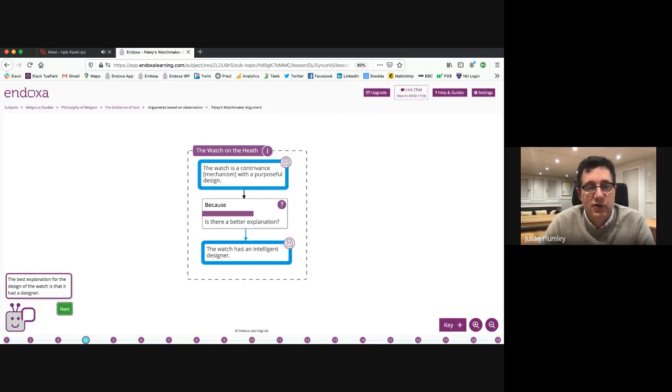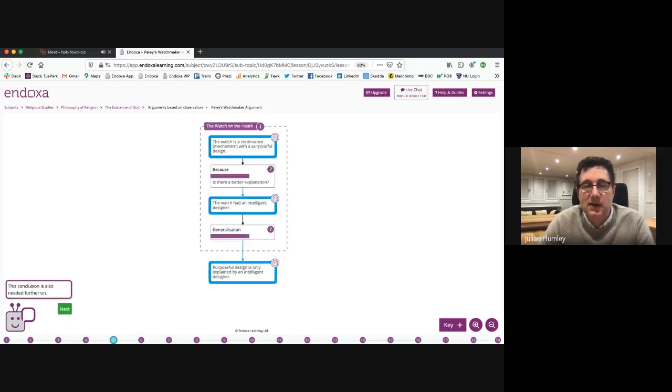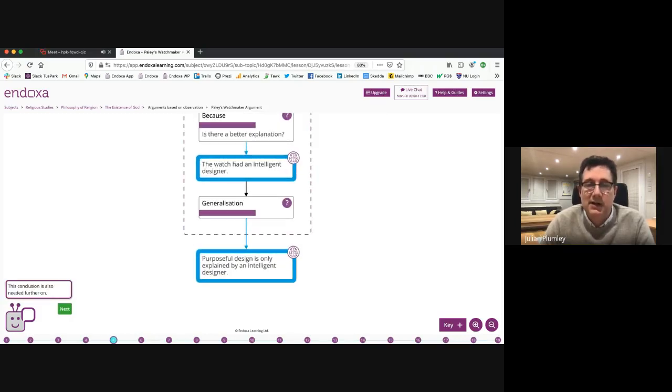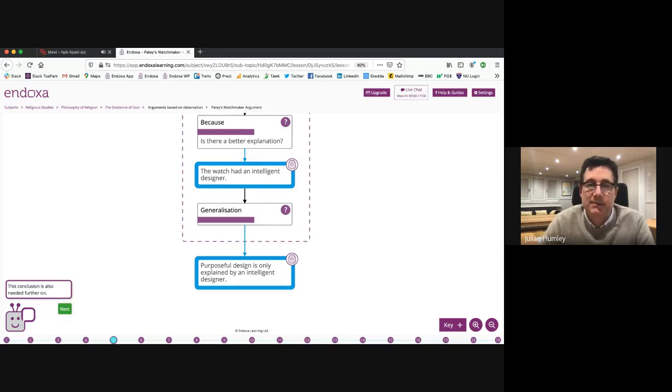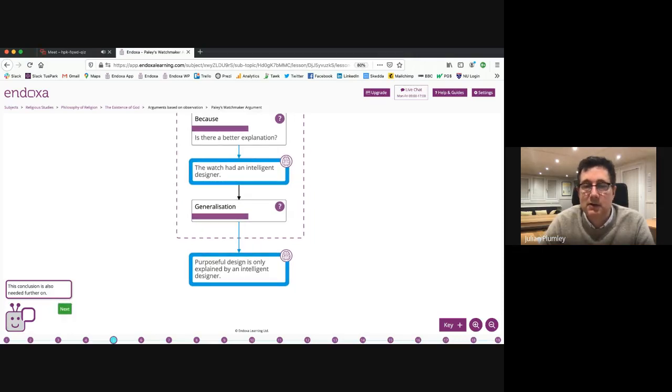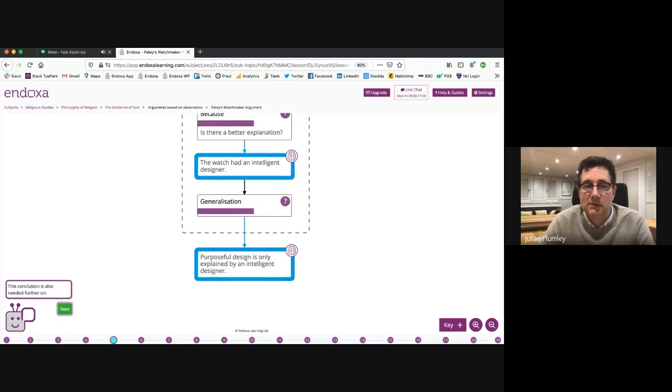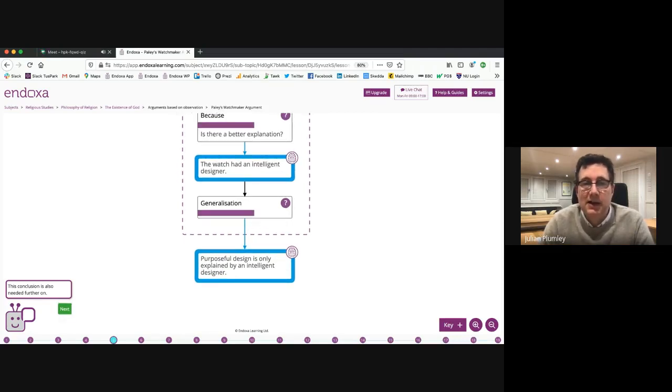So I'll just step one step forwards. And in a similar way, we can generalize from this. So the watch had an intelligent designer. We generalize to: purposeful design is only explained by an intelligent designer. And if I click on the brain box here, it doesn't seem to be working. No, that's not coming up for some reason. And this statement will be used later on in the argument as well.